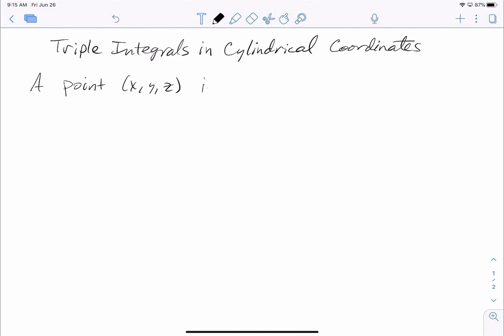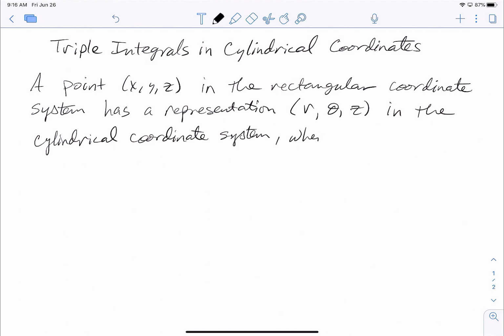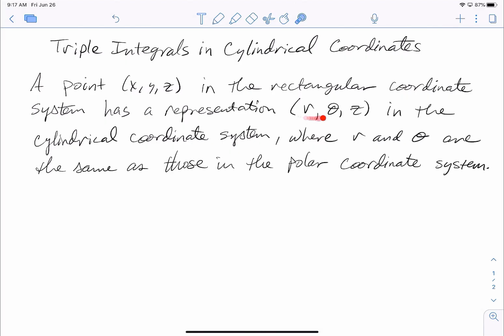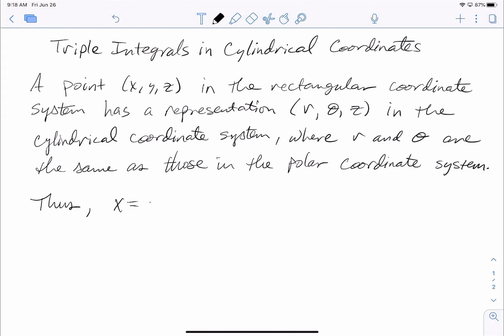in the rectangular coordinate system has a representation r theta z in the cylindrical coordinate system, where r and theta are the same as those in the polar coordinate system. In other words, these are really polar coordinates. We're just throwing in a z coordinate as well. So x equals r times the cosine of theta, y equals r times the sine of theta, and z equals z.